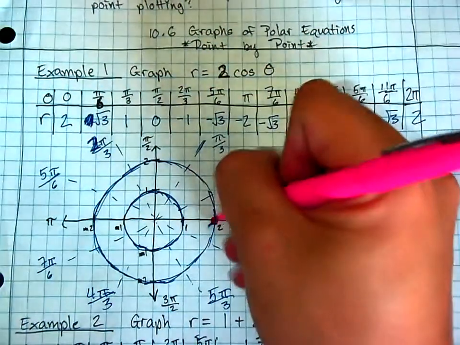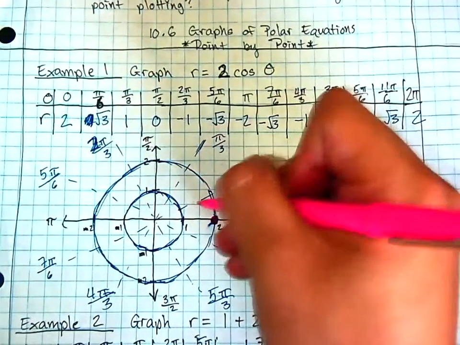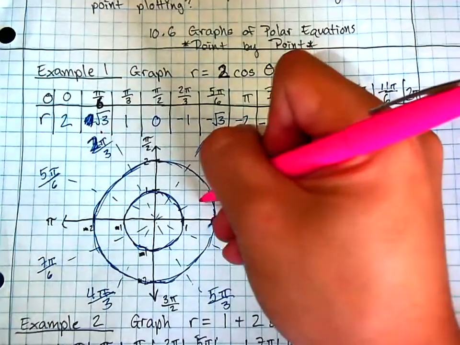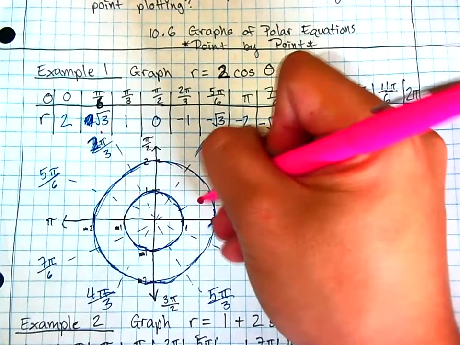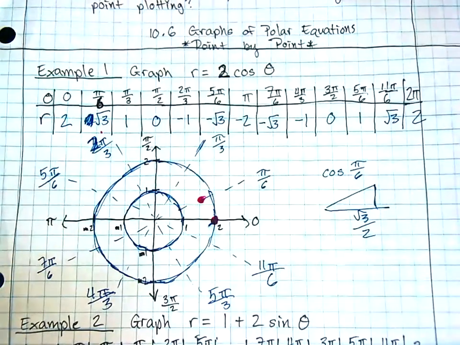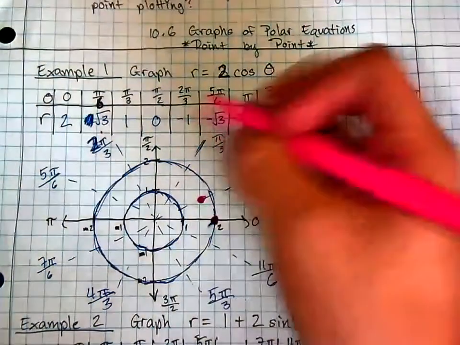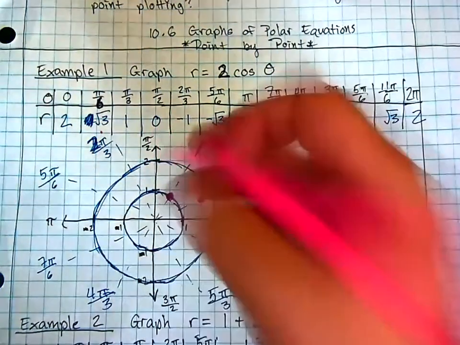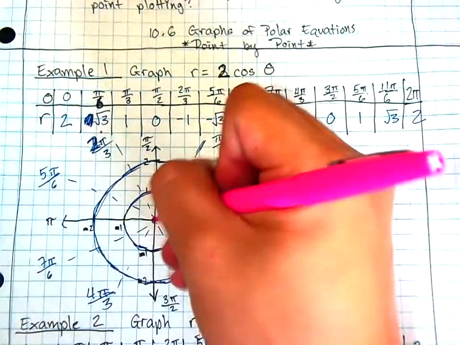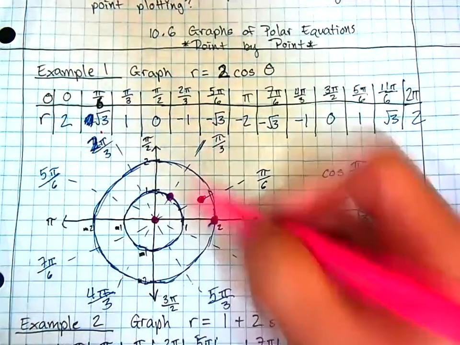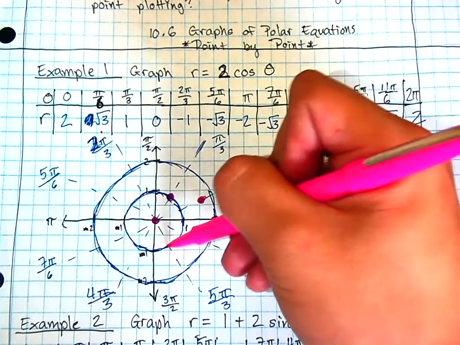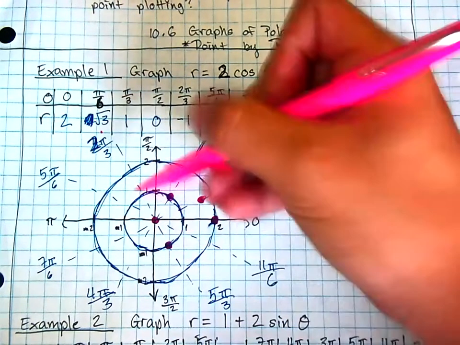All right, so my first point, again, is at 2. At pi over 6, I'm going to be at radical 3, approximately 1.7. So I'm estimating it's going to be somewhere near there, just a little past the halfway point. At pi over 3, I'm going to be at 1, so back over here. Pi over 2, I'm going to be at 0. 2 pi over 3, I'm over here, and I'm supposed to go in the negative 1 direction, meaning I'm going to be down here. Okay?